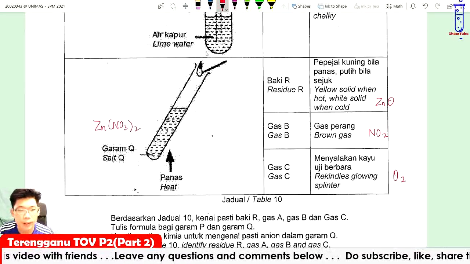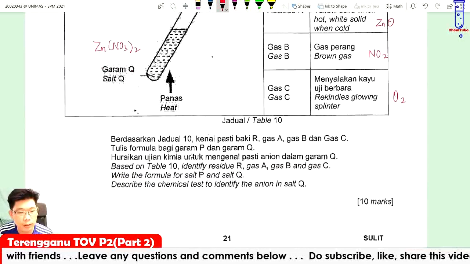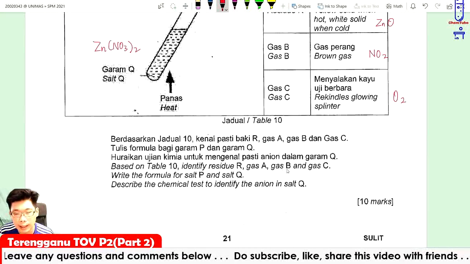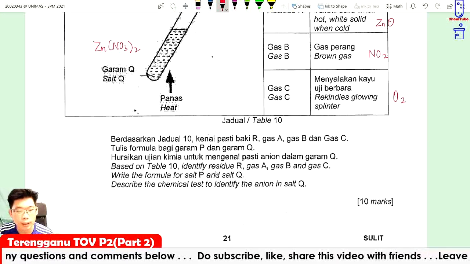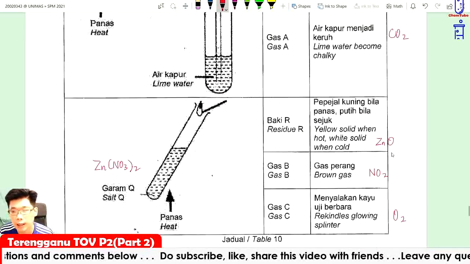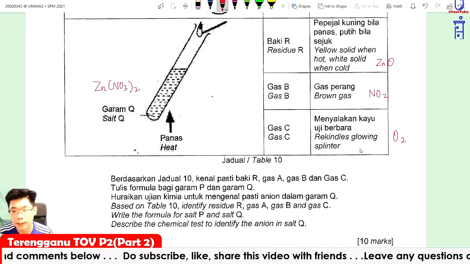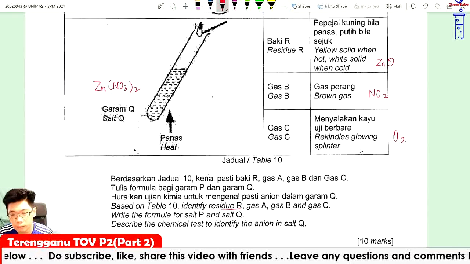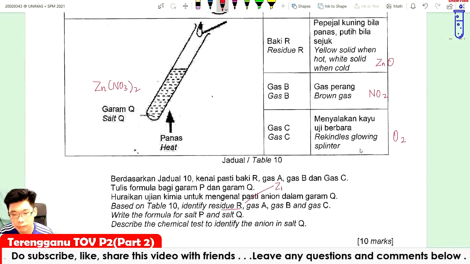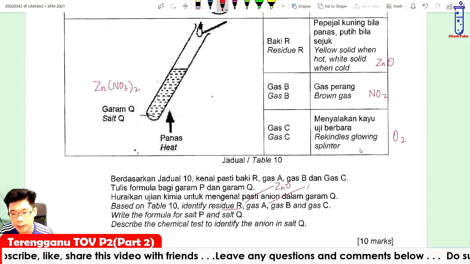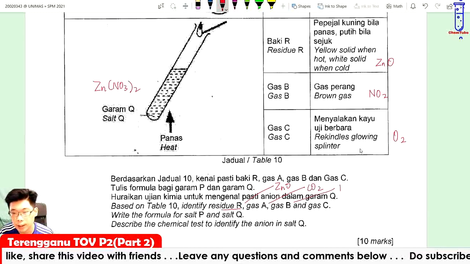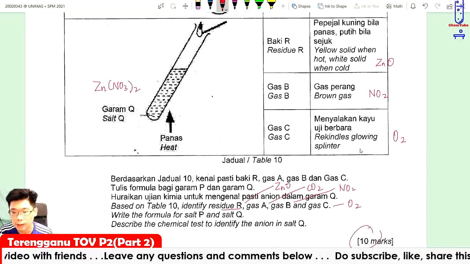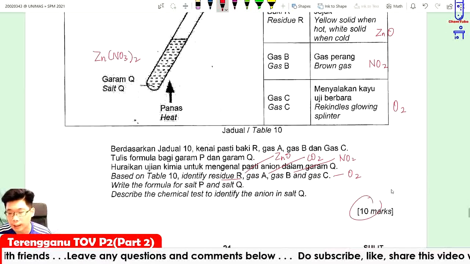Okay. So let's see the questions. Okay, based on the table, identify the residue R, gas A, gas B, and gas C. So here, I mentioned to you already, residue R will be zinc oxide. Gas A will be carbon dioxide, no? Gas B will be nitrogen dioxide. Gas C will be oxygen. So 4 marks already. So another 6 marks.